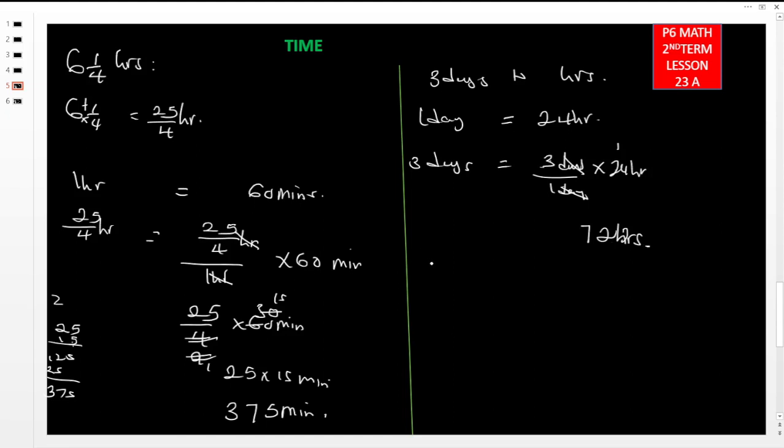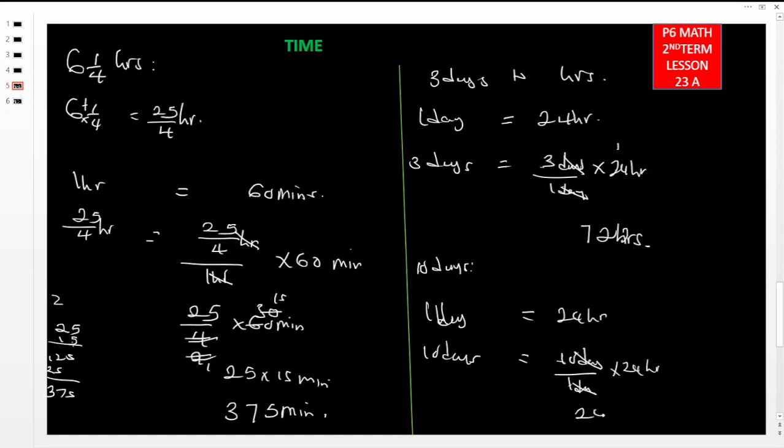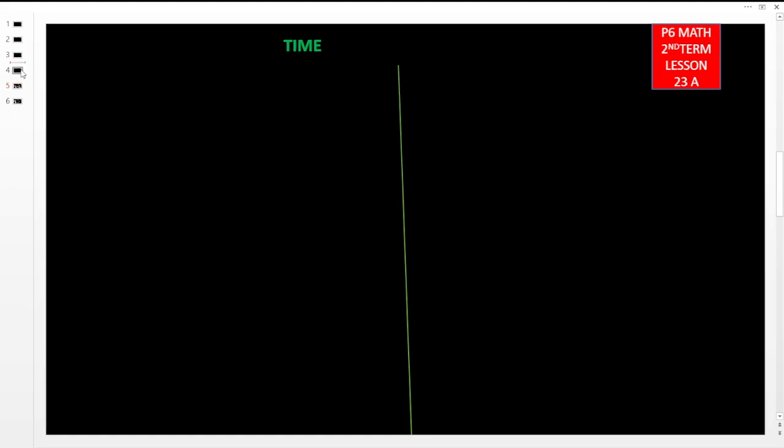Then how about 10 days here? So leading statement, one day has 24 hours. Then how about 10 days? So 10 days, inverted L, days over one day times 24 hours. So a day with a day, 10 times this one, we come up with 240 hours, just in 10 days there.